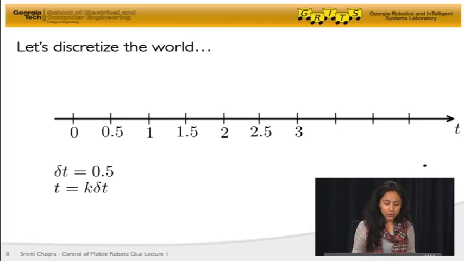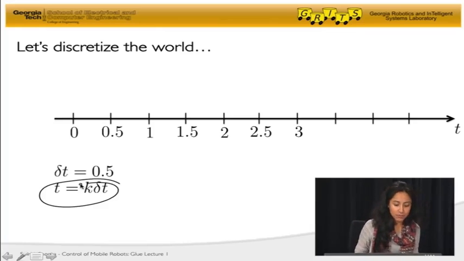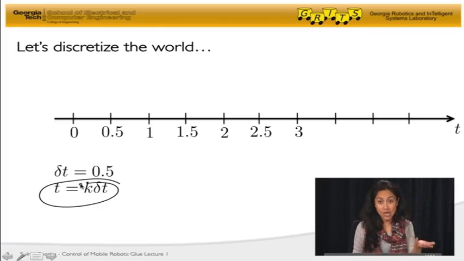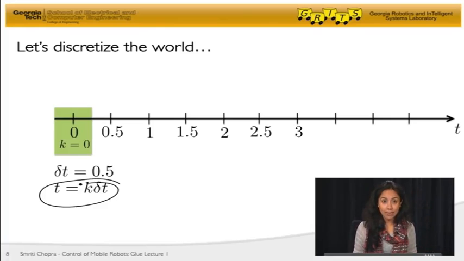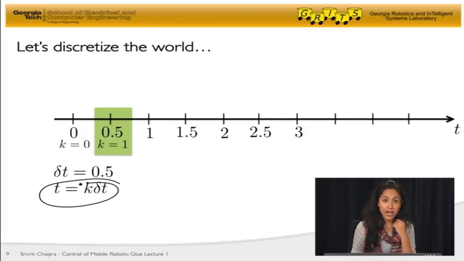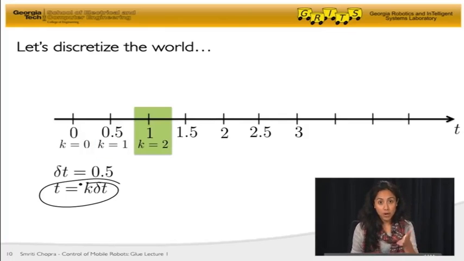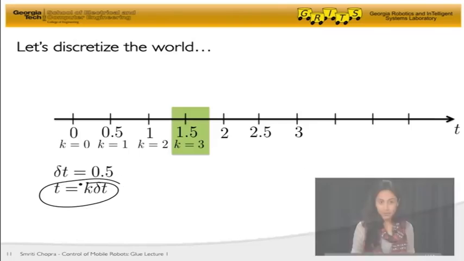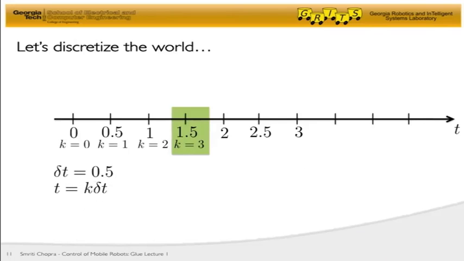And now I'm going to say that my t is actually given by this k delta t. This is how you discretize, right? And k becomes a counter. Why? Because when k is equal to 0, my time is 0, and when k is 1, it's 0.5. When k is 2, I'm at 1, etc. So k becomes kind of like a counter, right?